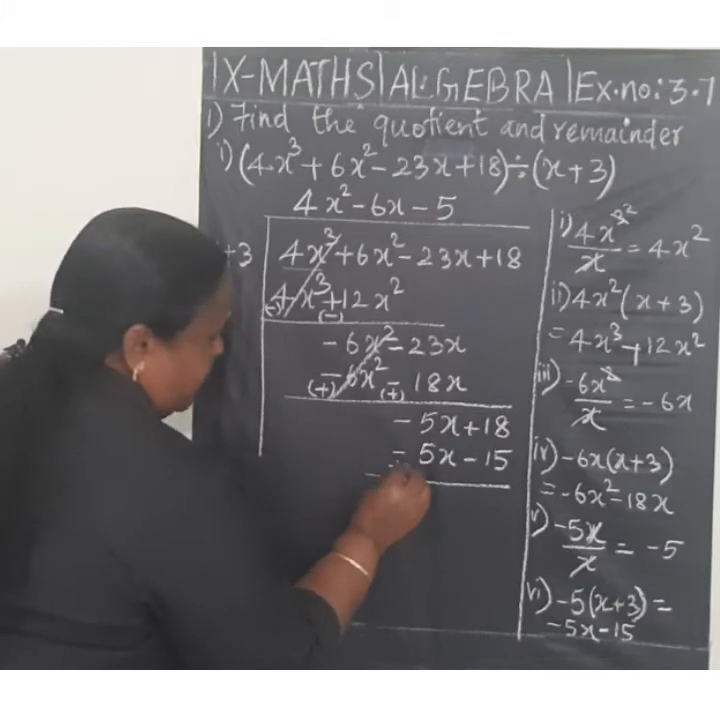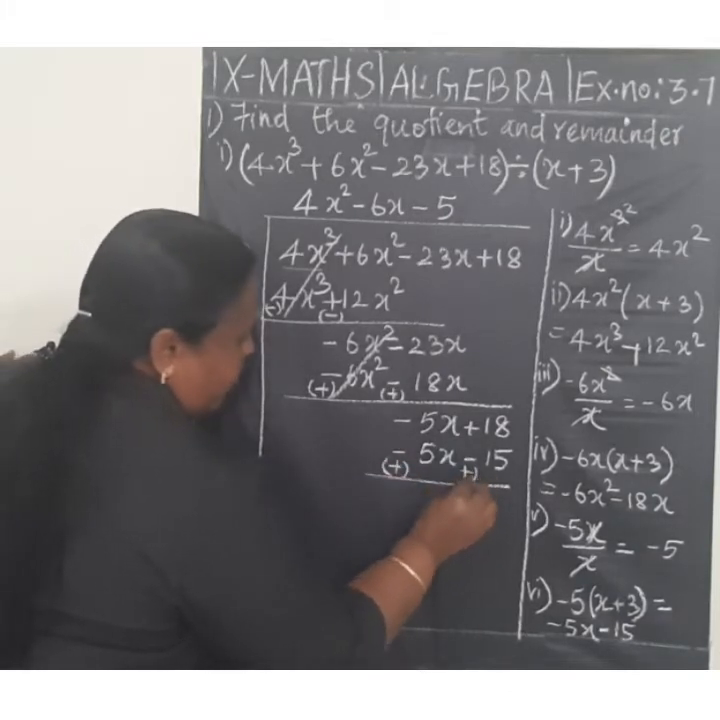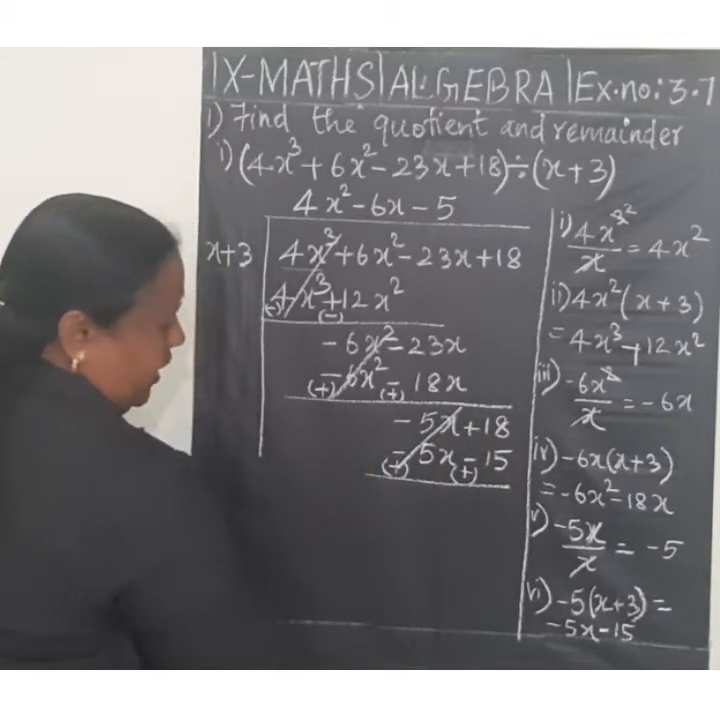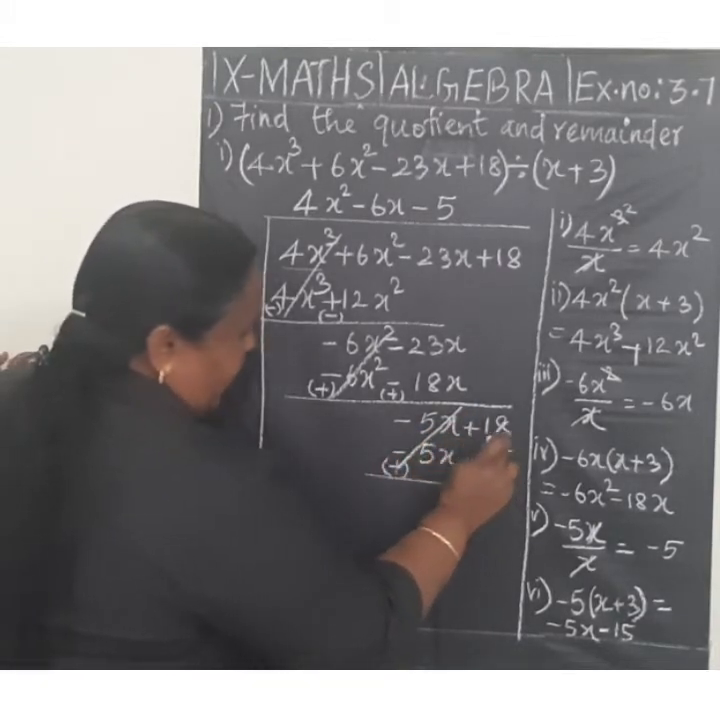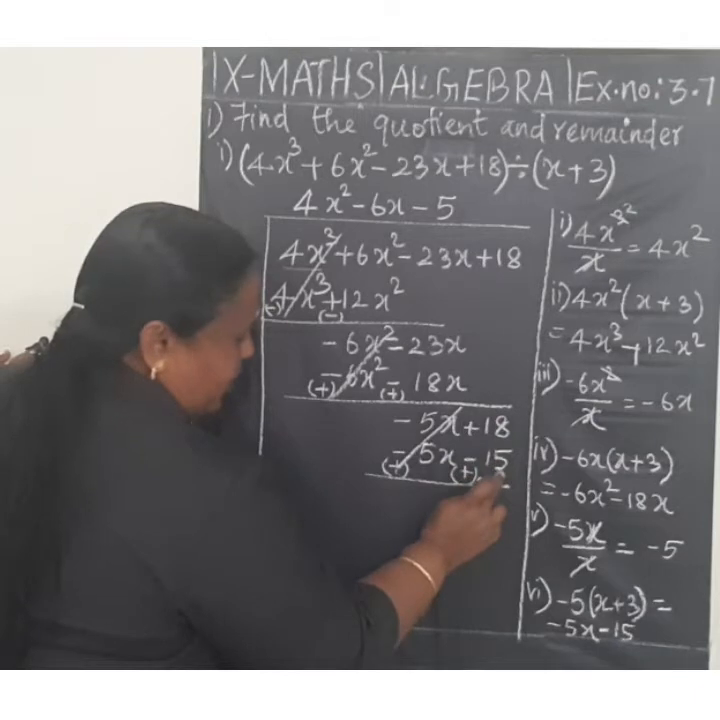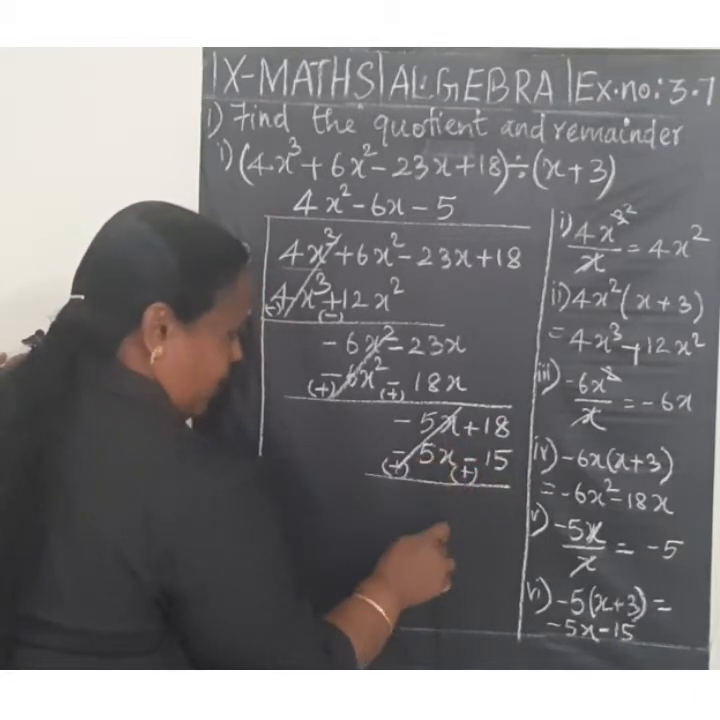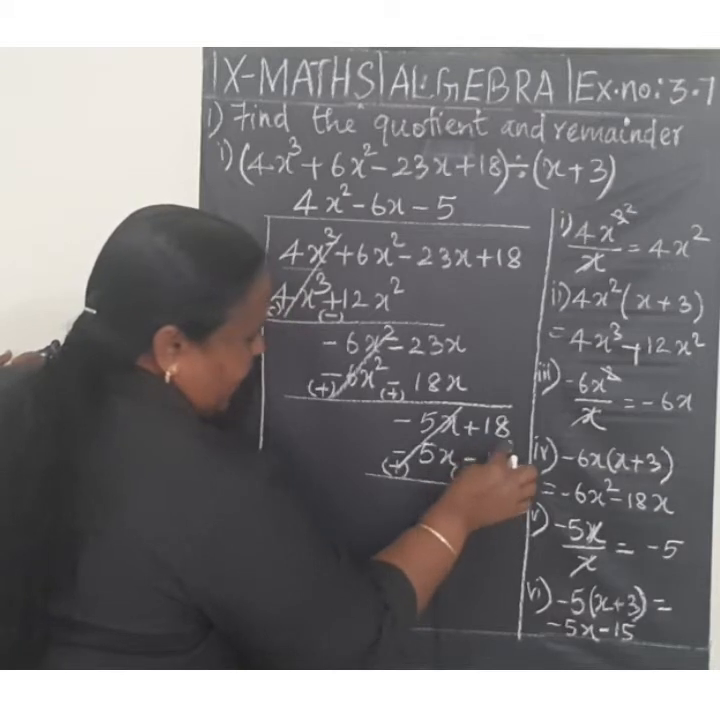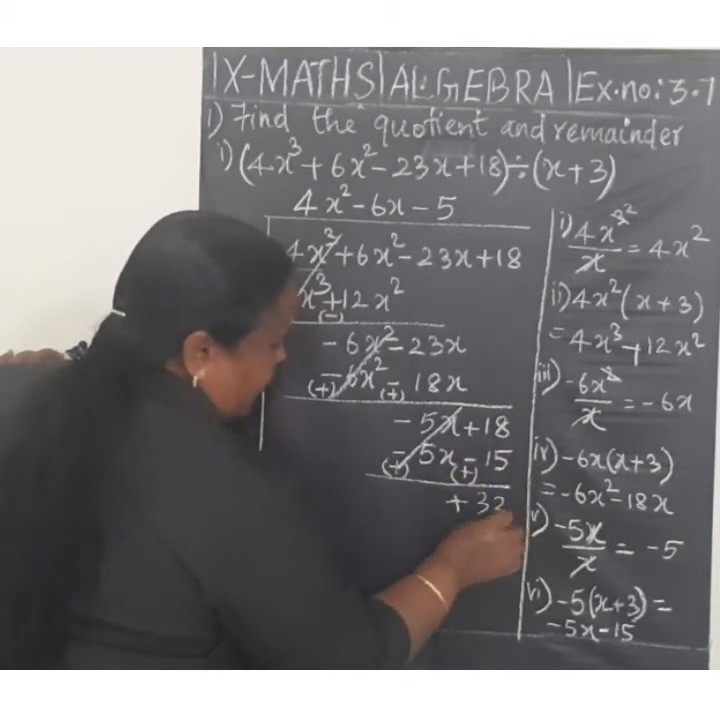Next step we have to subtract this one, so we change the sign: here plus, here also plus. Here minus 5x and plus 5x both will get cancelled. Now here 18 and here also plus 15. Both are plus signs, so we have to add and put the plus sign. So 18 plus 15 is 33.